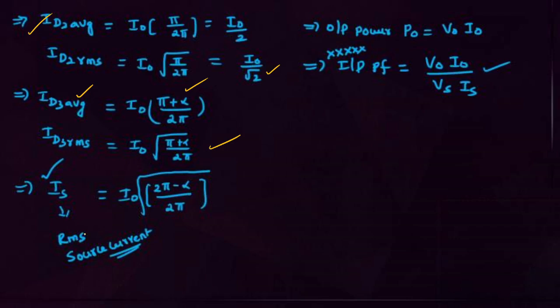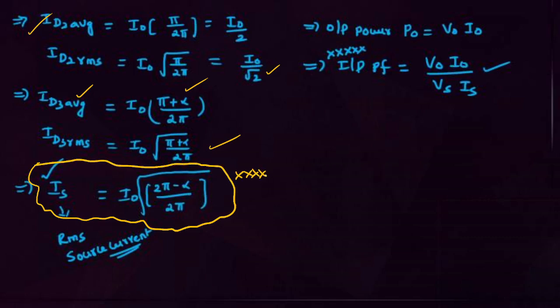Source current: the conduction is not pi minus alpha, this is 2 pi minus alpha by 2 pi. This is important, concentrate. If 3 diodes and 1 thyristor are given and it is asked what the RMS value of the source current is, the RMS source current equals I0 into square root of (2 pi minus alpha by 2 pi), student. This is the output power expression. This is the input power factor expression. Output power equals V0 into I0. Input power factor equals V0 into I0 by Vs into Is. This is the special case of the semi-converter if 1 thyristor and 3 diodes are given.